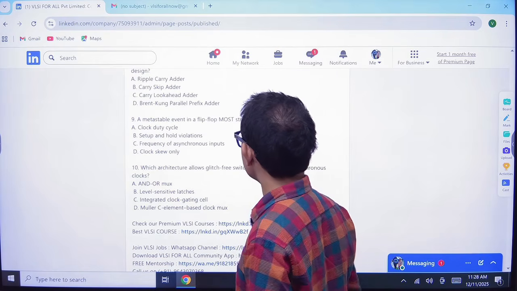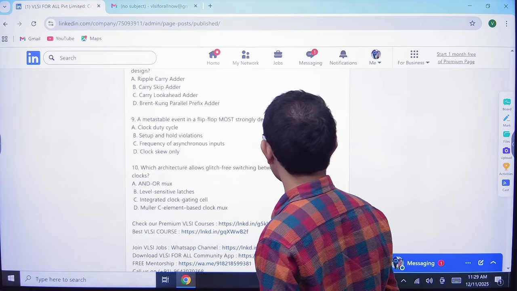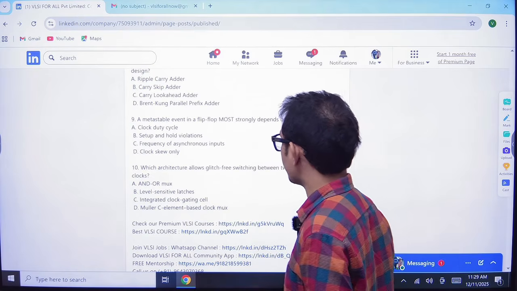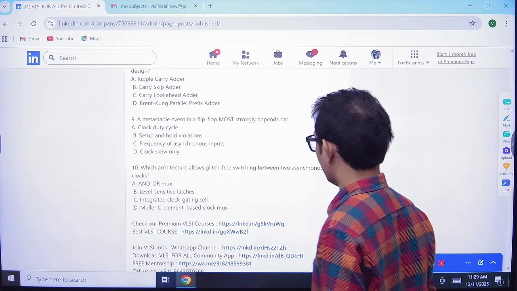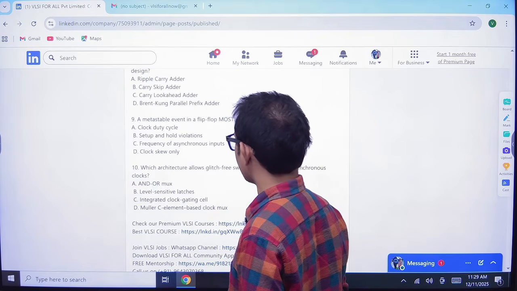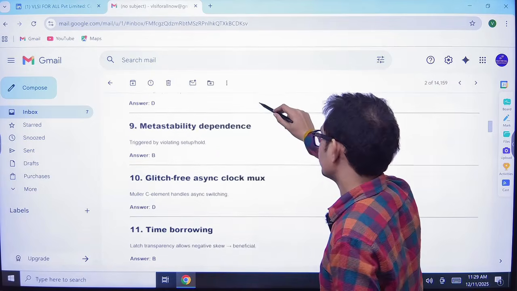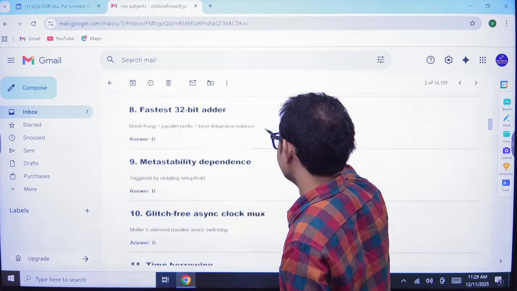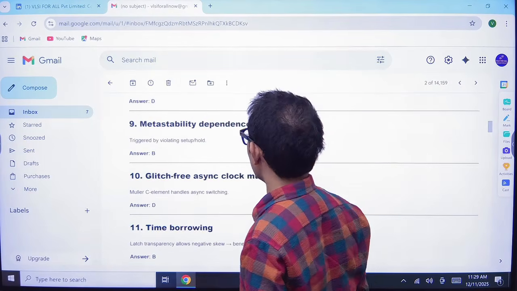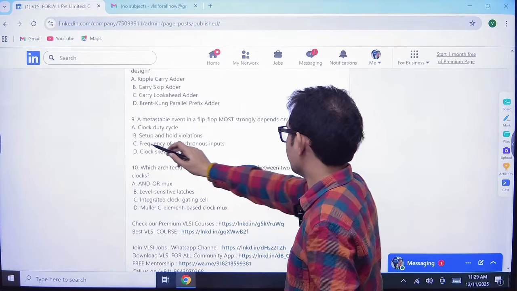Okay, metastable flip-flop event in a flip-flop most strongly depends on: clock duty cycle, setup and hold violations, frequency of asynchronous input, or clock skew only. Metastability depends on setup time and hold time. So the answer for this is B.